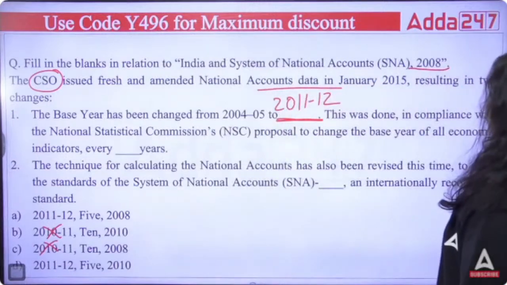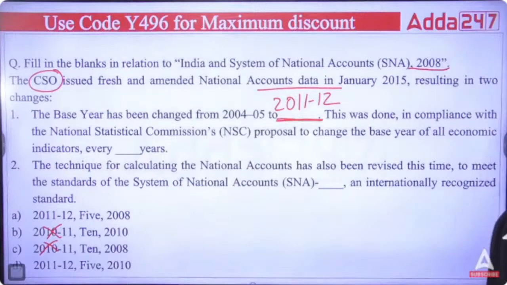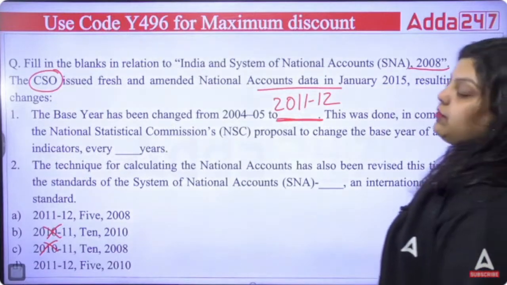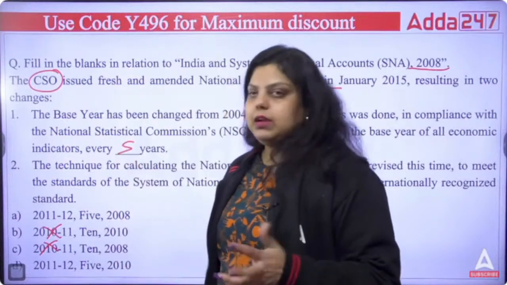Now, this was done in compliance with the National Statistical Commission proposal to change the base year of all economic indicators every dash year. How many years? It is 5 years. So now you cannot eliminate any option.